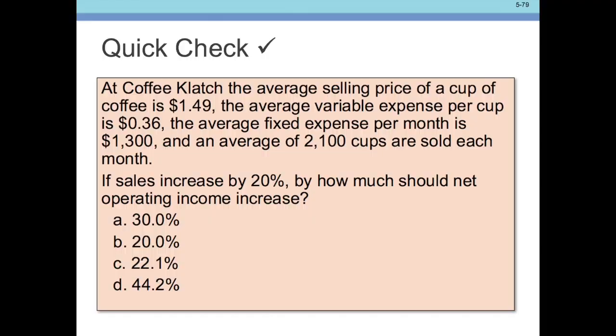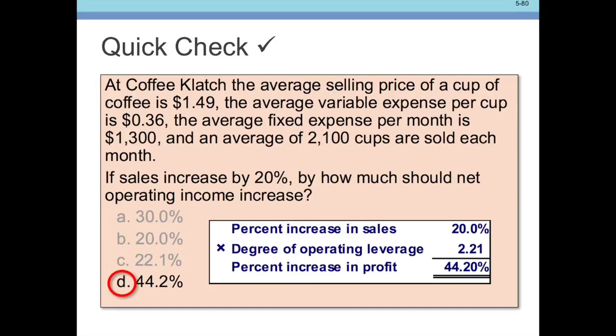It means, if we go to the next slide, if sales increase 20%, what would net operating income increase? Well, a 20% increase in sales multiplied by the degree of operating leverage of 2.21. 20% times 2.21 is 44.2. So if you increased your contribution margin by 20%, you would increase your profits by 44.2%. That sounds pretty good. Now, I don't know that you're going to run a coffee place or a bicycle place, but most of you are going to end up looking at real estate or buying a house at some point in your life, and this definitely applies there.